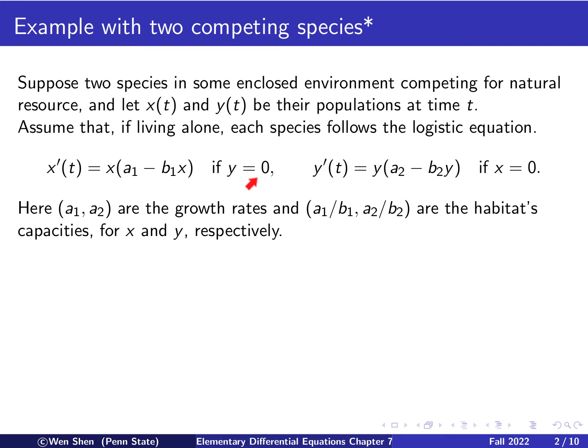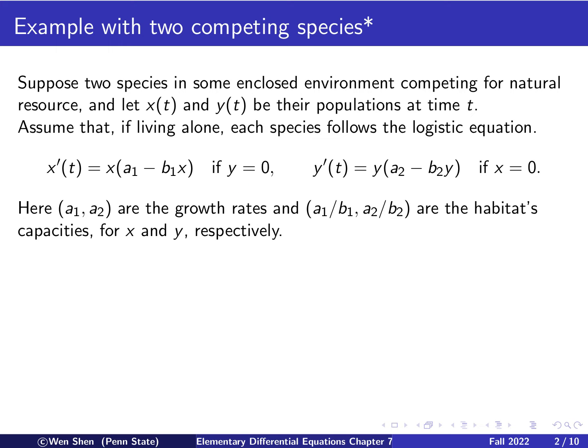If, say, y is 0, x lives alone, then it has the logistic equation that can describe the population with coefficients a1 and b1. And we know that here a1 will be the growth rate. And then when the population reaches the number a1 over b1 such that this rate becomes 0, we call it the habitat's capacity. Okay, so that's for y equals 0.